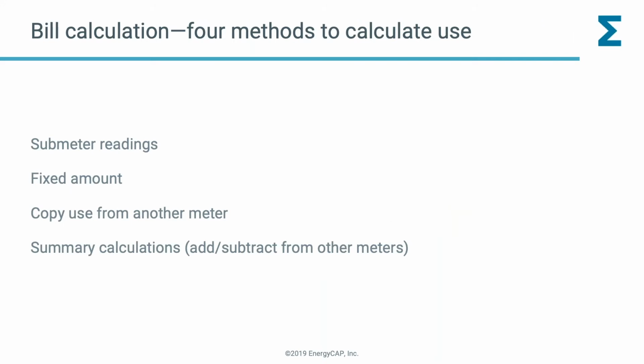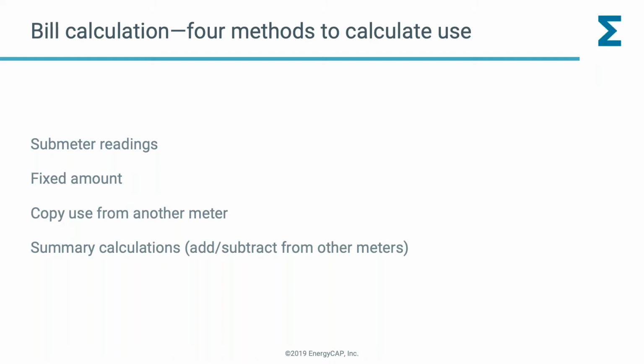When we talk about ways to calculate use, EnergyCAP chargebacks include 4 methods for calculating use. You can gather data from sub-meter readings. You can define a fixed amount. Perhaps you have a system that has lighting in it, and instead of having a meter to represent lighting, you have a calculated value that you'd like to use for usage month after month. Well, you can provide that as a fixed amount, and EnergyCAP will automatically apply that every month.